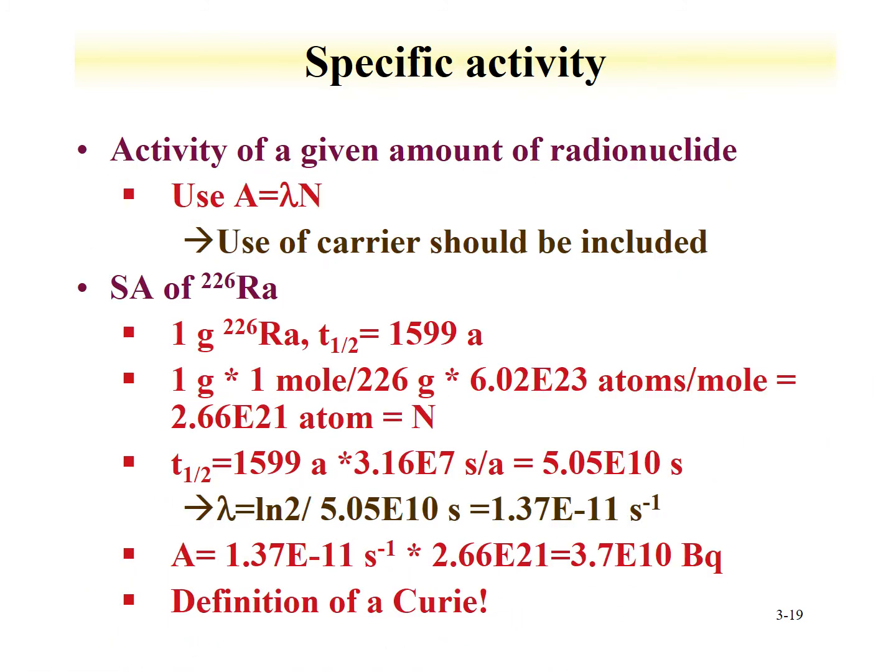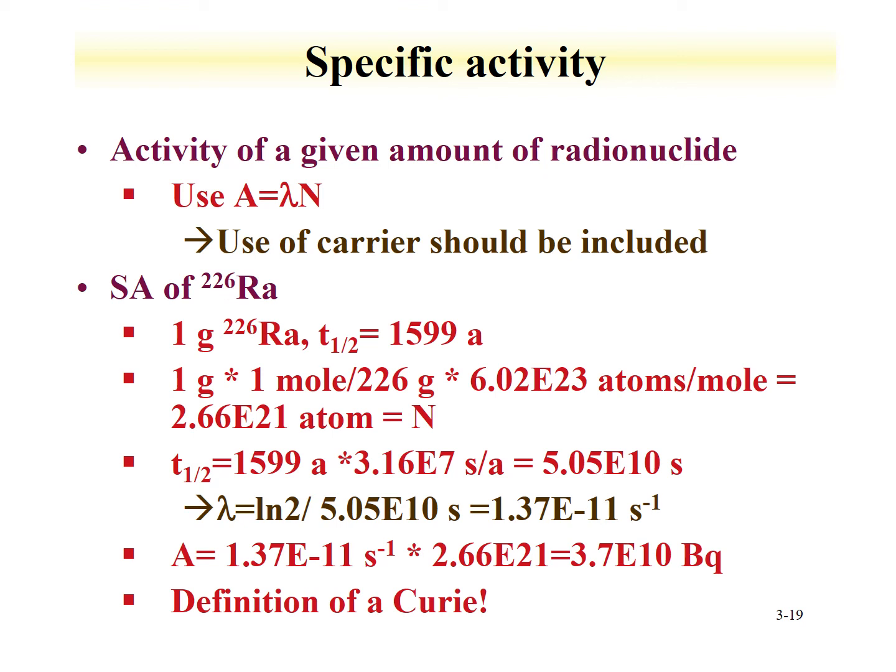Another term that's often used in radiochemistry is specific activity. And this is the activity of a given amount of radionuclide. So suppose you use activity equals lambda N, but it really defines how much of a mass or a concentration or a given amount of a radionuclide gives off a certain activity.